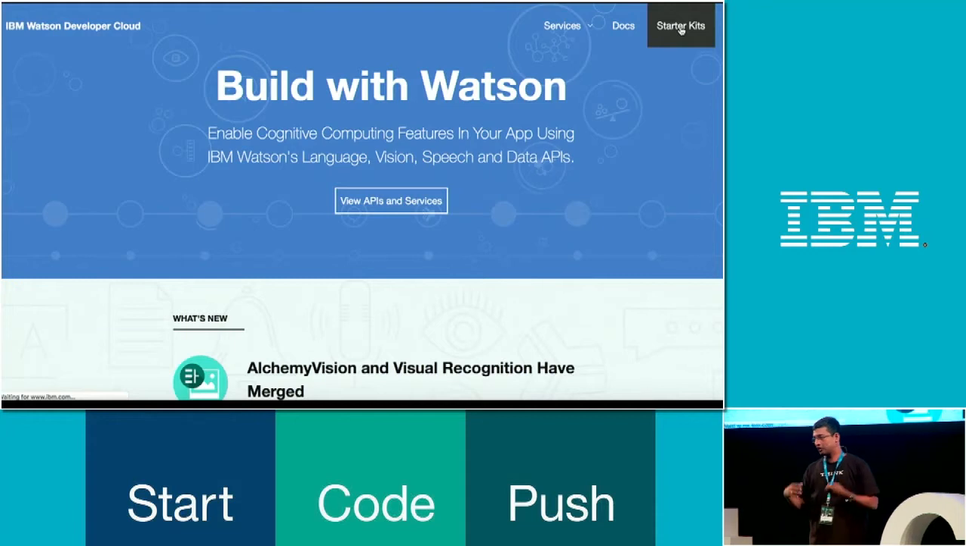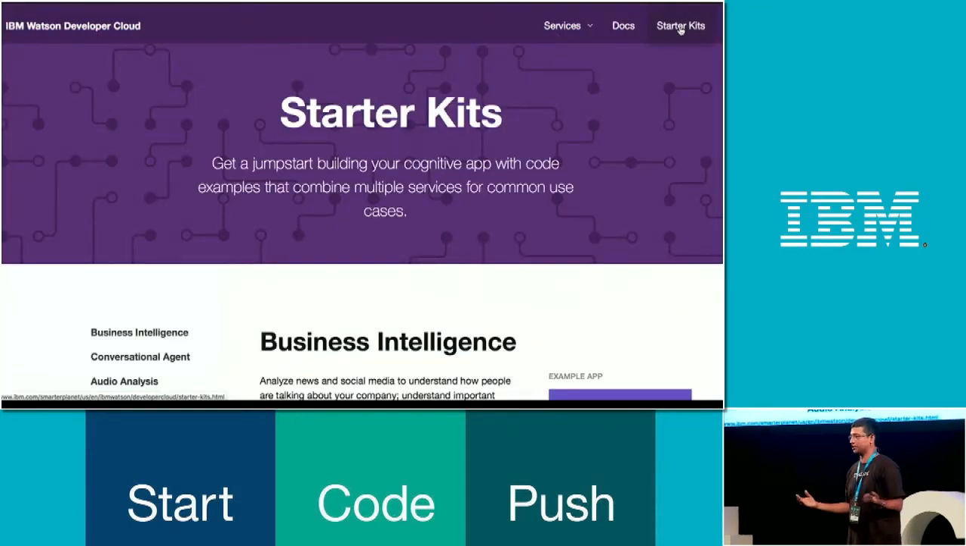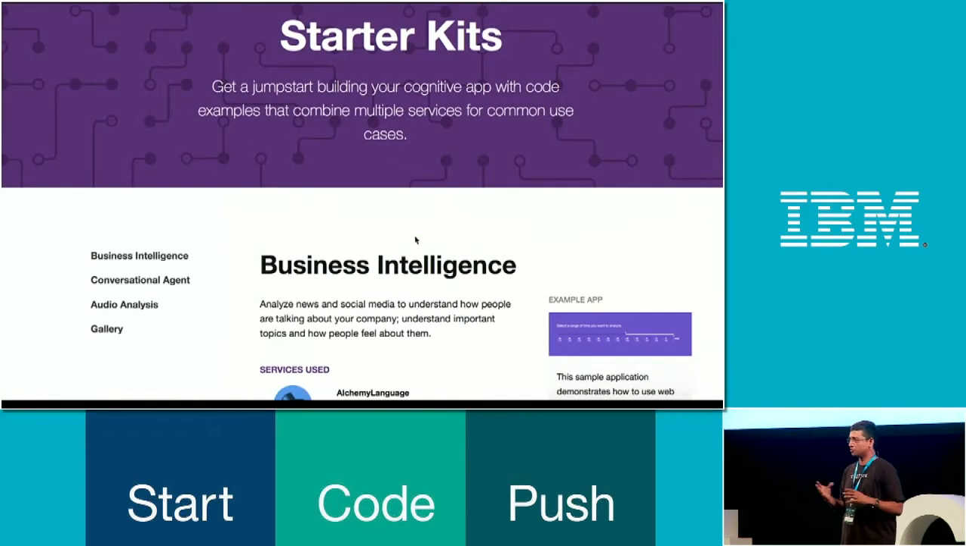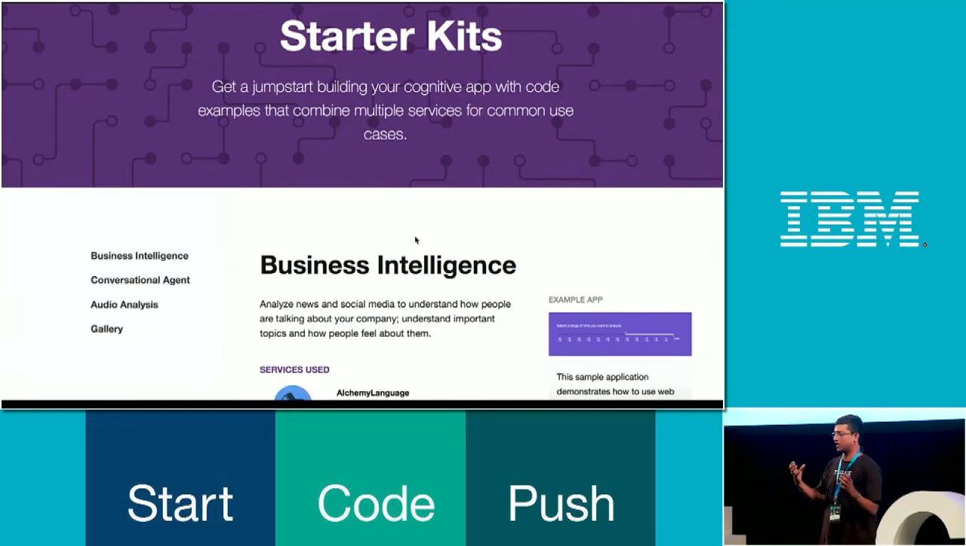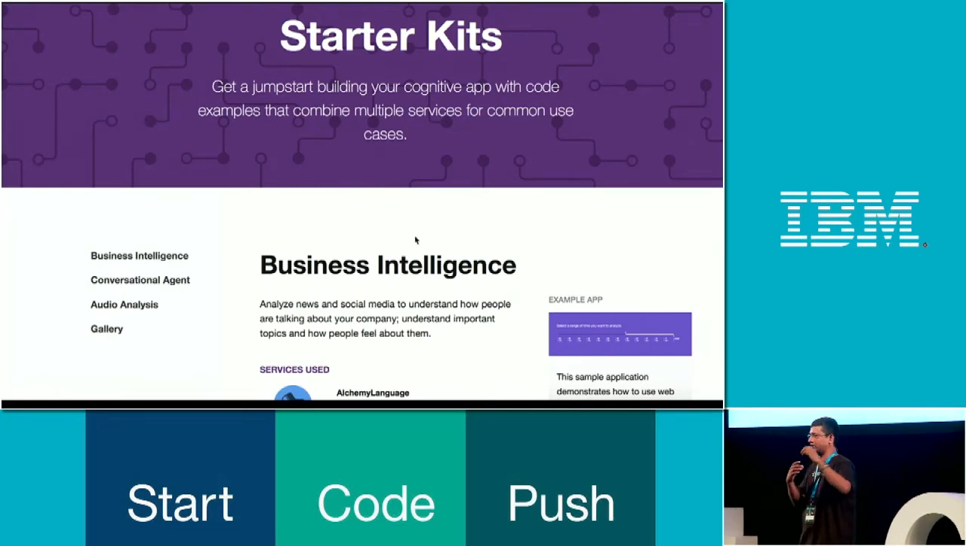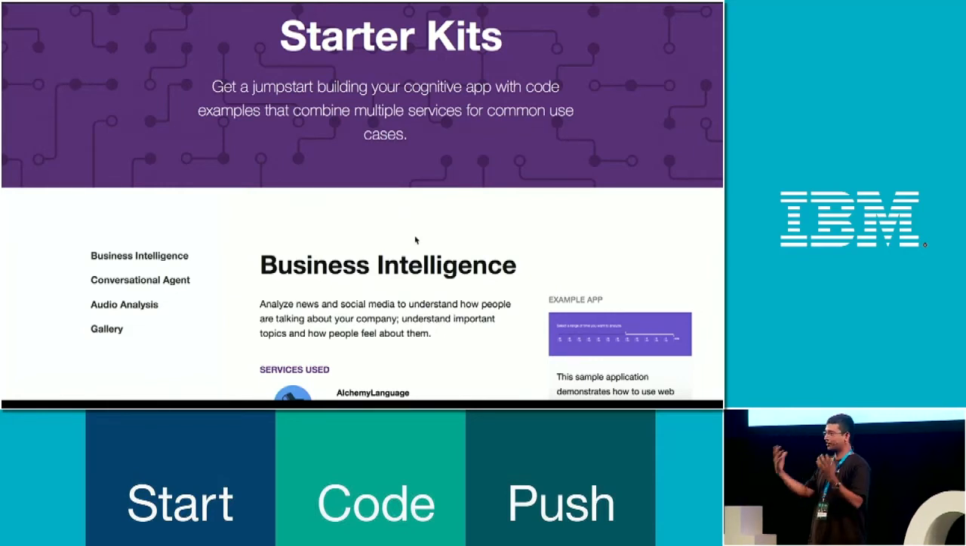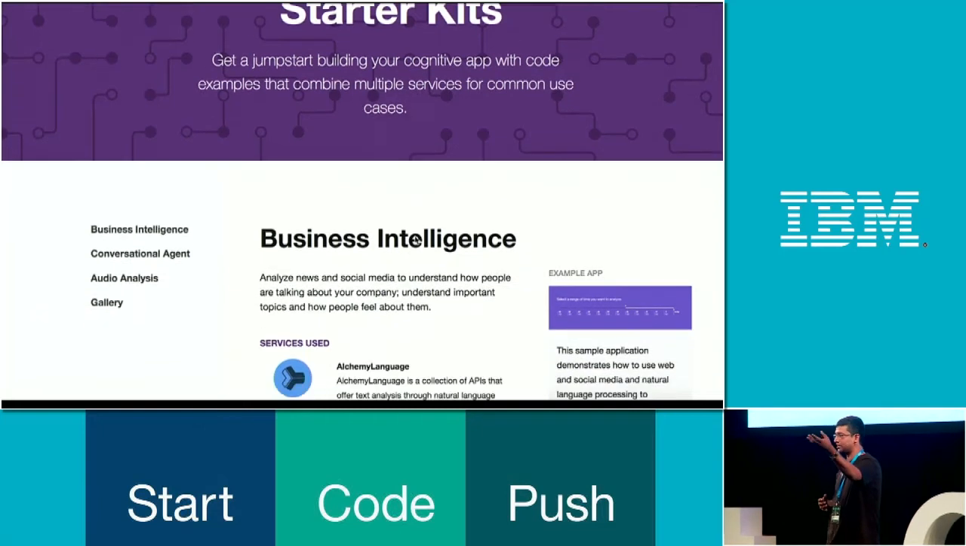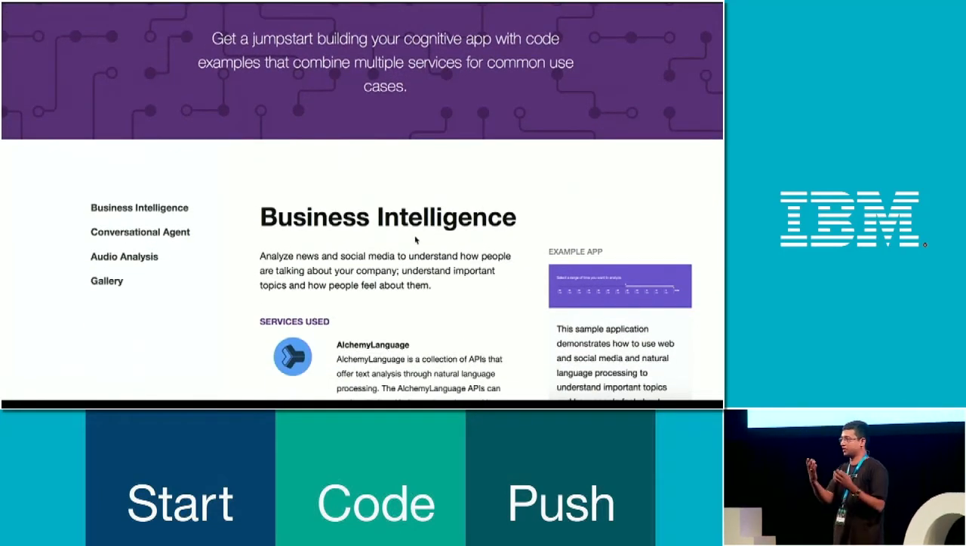As I said, there are multiple Watson APIs which you can get started with, but there is a lot of value in combining these multiple Watson APIs and building an application which solves a business problem. What we have seen is a pattern evolving where there are top use cases which a lot of developers are creating Watson applications for. The business intelligence application that Shalini used is one such example.